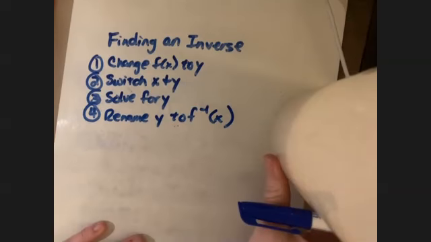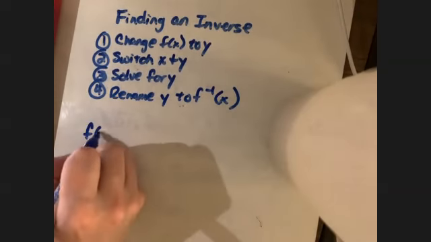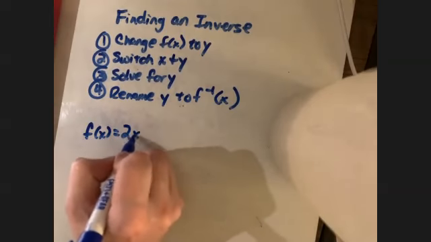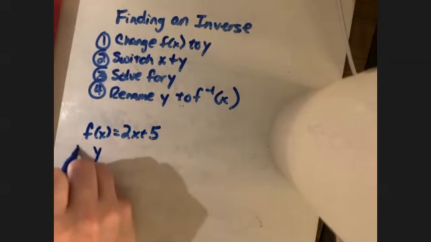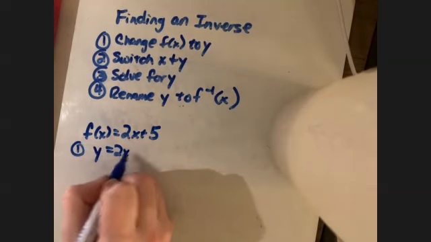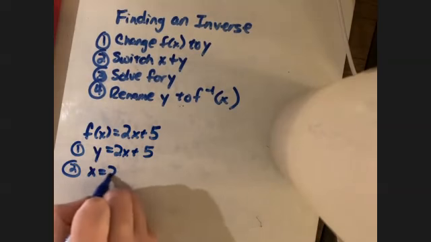I'll bring this down a little bit, keeping all that up there. We're going to look at f of x equals 2x plus 5. Step 1 was change it to a y. Step 2 was switch them.